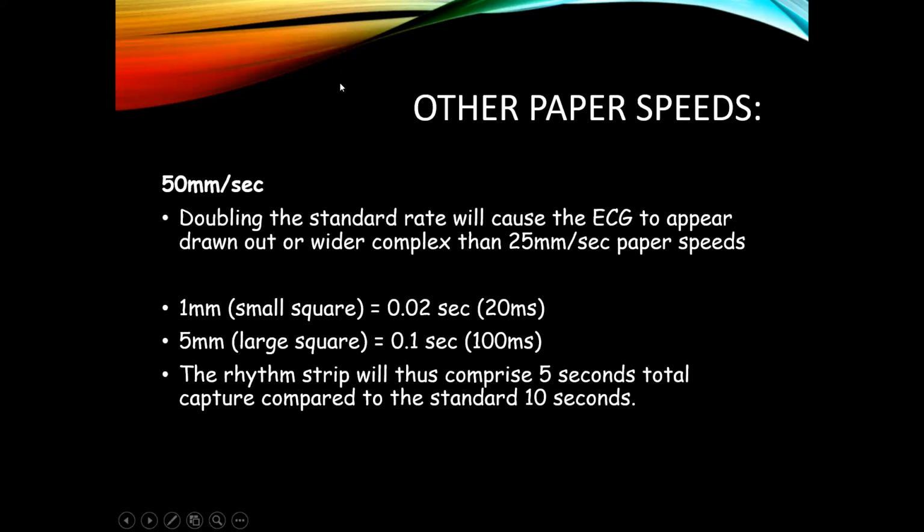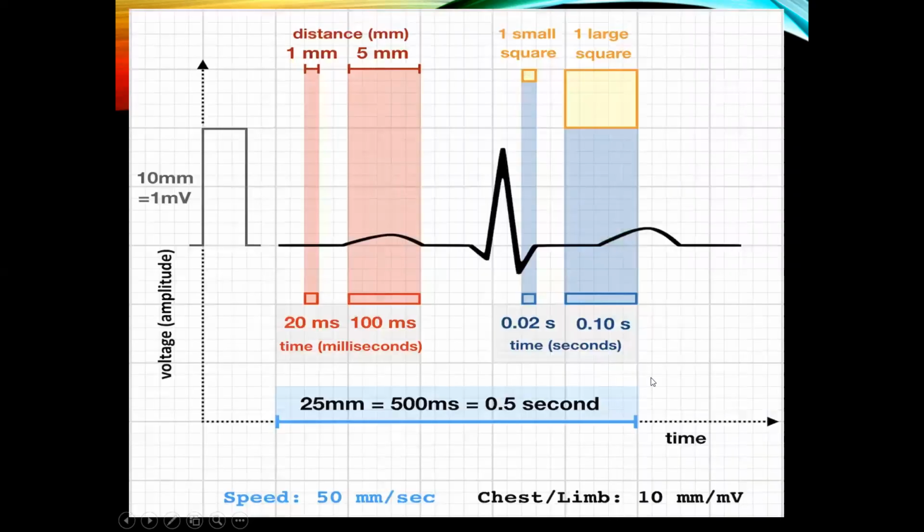So remember we talked about the most common paper speed being 25 millimeters per second. However, we also have 50 millimeters per second. In 50 millimeters per second, you are doubling the standard rate, okay? So the ECG will appear to be drawn out, or there will be wider complexes, okay? So 1 millimeter will represent 0.02 seconds. 5 millimeters will represent 0.1 seconds, okay? So when we look at the rhythm strip, it will comprise 5 seconds total, okay? Remember our 25 millimeter strip comprised 10 seconds. If it is 50 millimeters, it will comprise 5 seconds, okay?